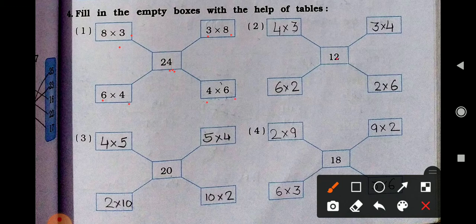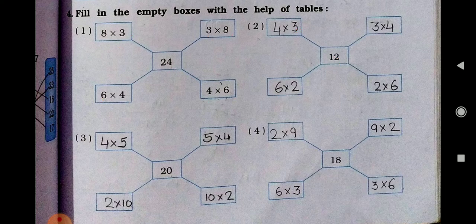So 12 is in the center. 4 multiply with 3, 12. 3 multiply with 4, 12. 6 multiply with 2, 12. And 2 multiply with 6, 12. So here are 4 forms that we are going to fill. Now the third number.